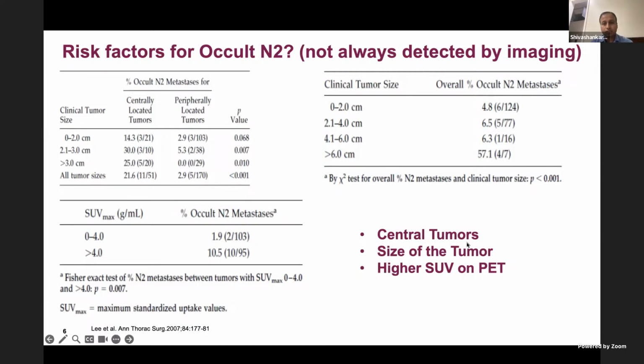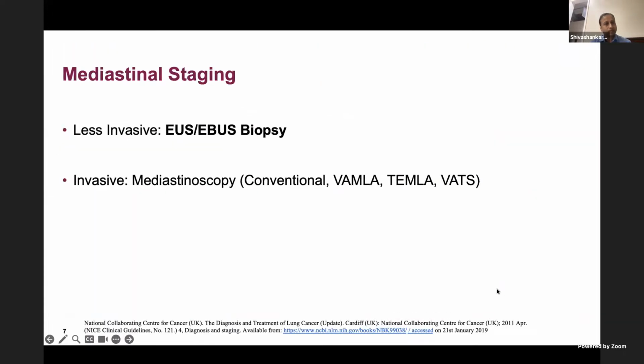So central tumor, size of the tumor, and higher SUV on PET are all indicators that, though CT would have suggested that there are no bulky lymph nodes in the mediastinum, still the chance of them being positive will be high in this particular set of patients. So we need to assess mediastinal staging, particularly to determine whether the patient is an optimal candidate for surgery or not. So what are the options available?